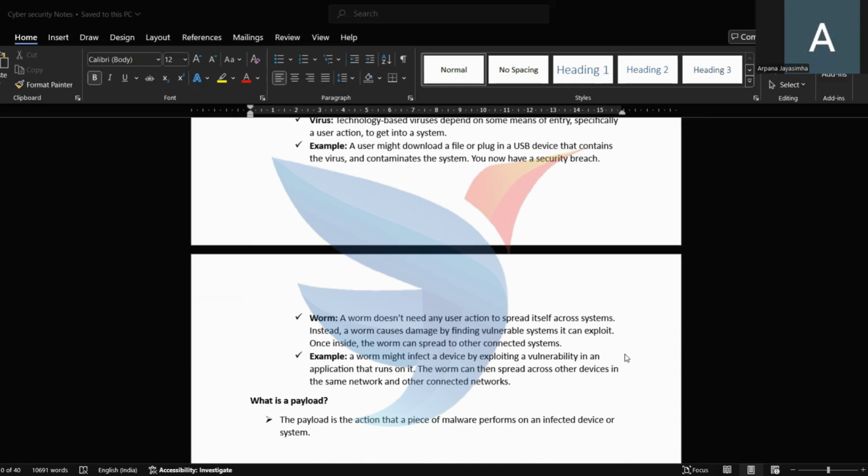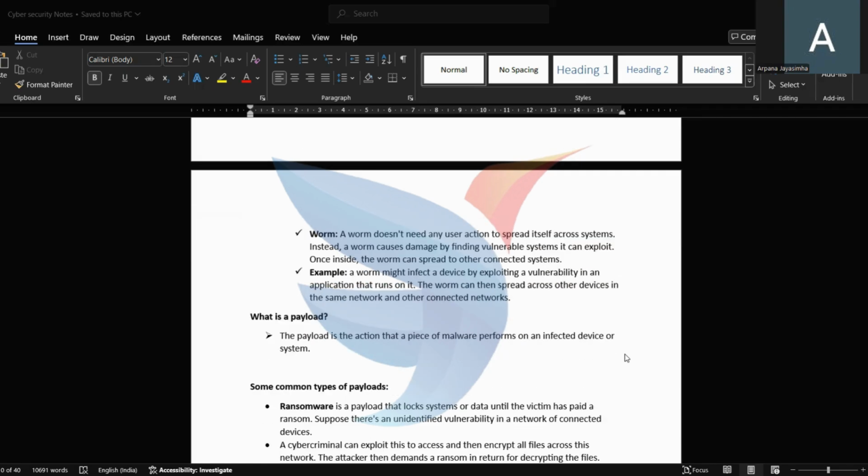A worm does not need any user action to spread itself across systems. Instead, a worm causes damage by finding a vulnerable system it can exploit. Once inside, the worm can spread to other connected systems. For example, a worm might infect a device by exploiting a vulnerability in an application that runs on it. The worm can then spread across other devices in the same network and other connected networks.